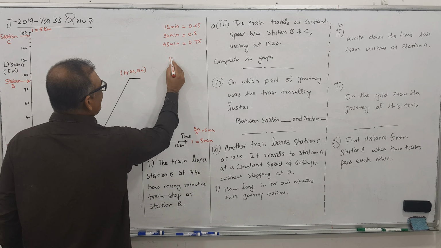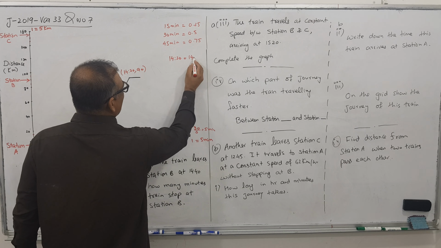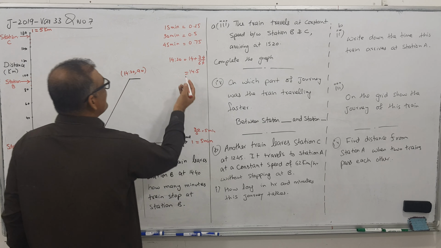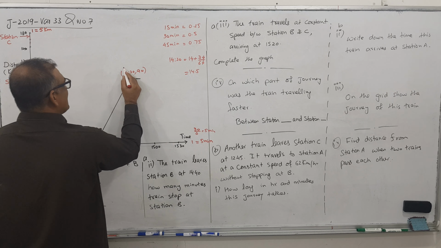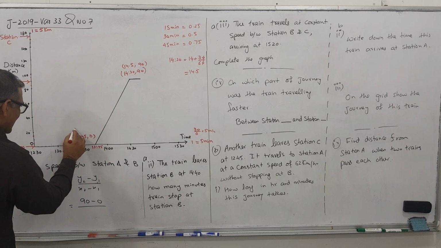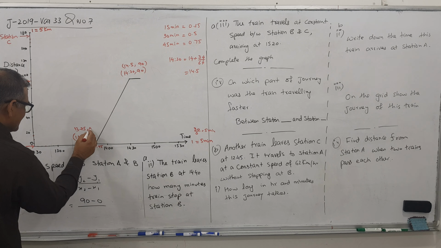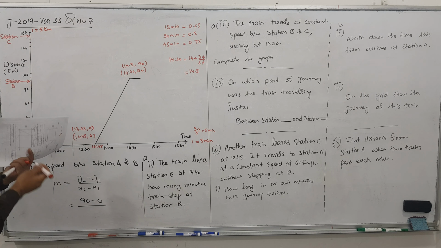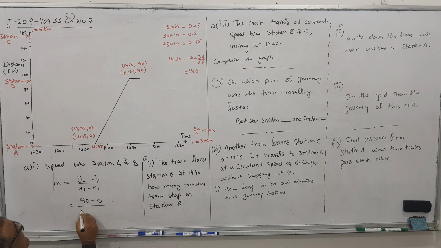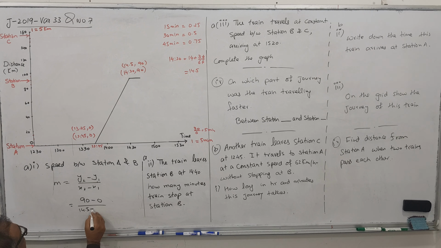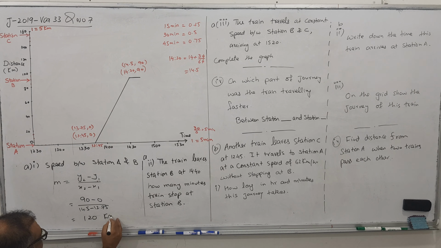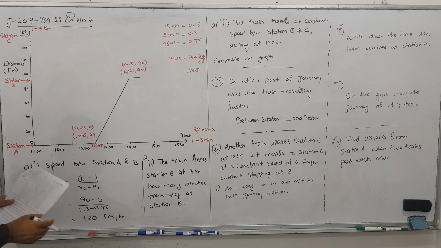How do we convert 14:30? 14:30 means 14 plus 30 over 60, which cancels to 0.5, so it becomes 14.5. So this is 14.5, 90. Similarly, this is 13.75, 0. I hope now you got a real picture. Using y2 minus y1 over x2 minus x1, it is 90 over 14.5 minus 13.75, and the answer is 120 kilometers per hour. You can even type it in the calculator.